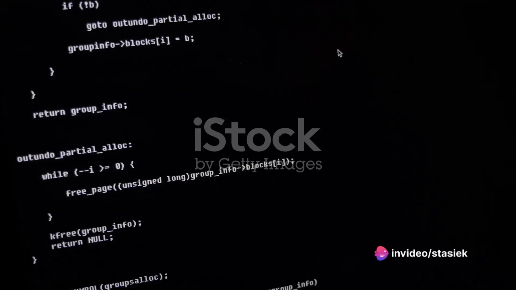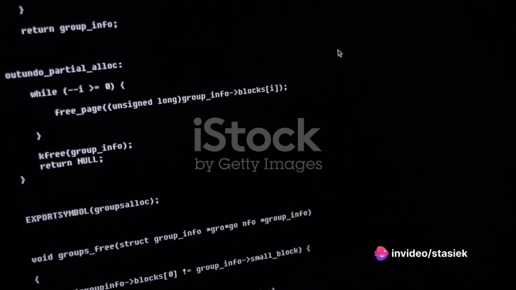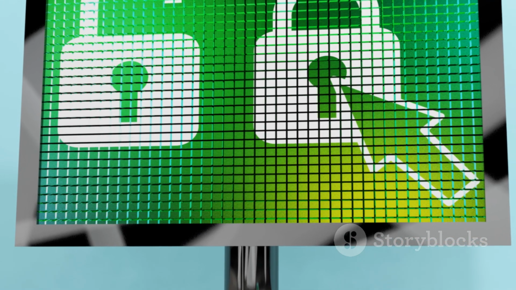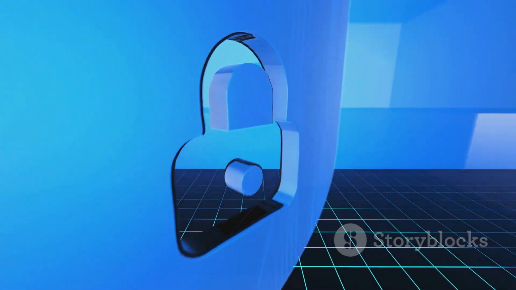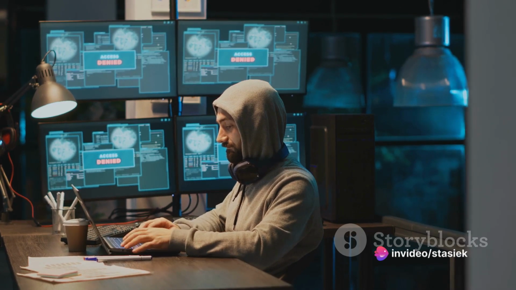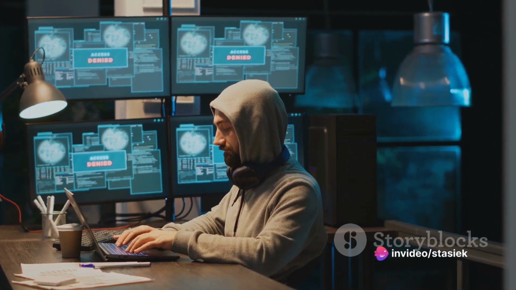This is usually achieved through an exploit, a specific piece of code that takes advantage of a vulnerability in the system. The exploit could target a software flaw, a misconfigured setting, or even a weak password. It's the sharp and precise needle that punctures through the protective layers of the system.